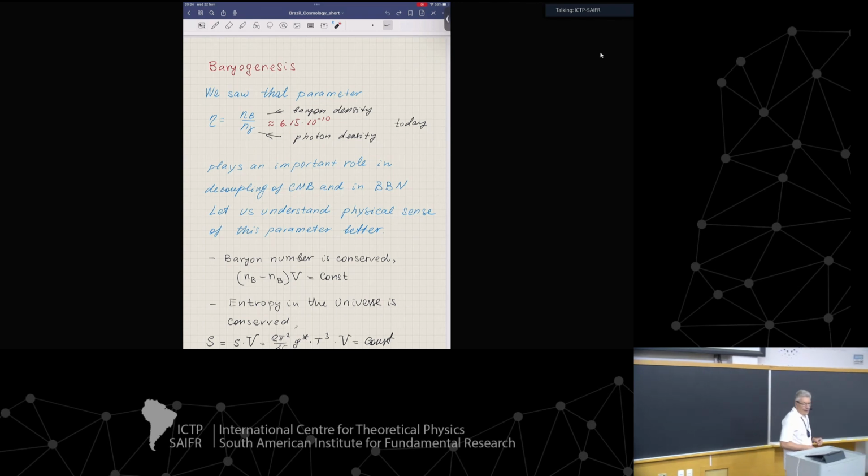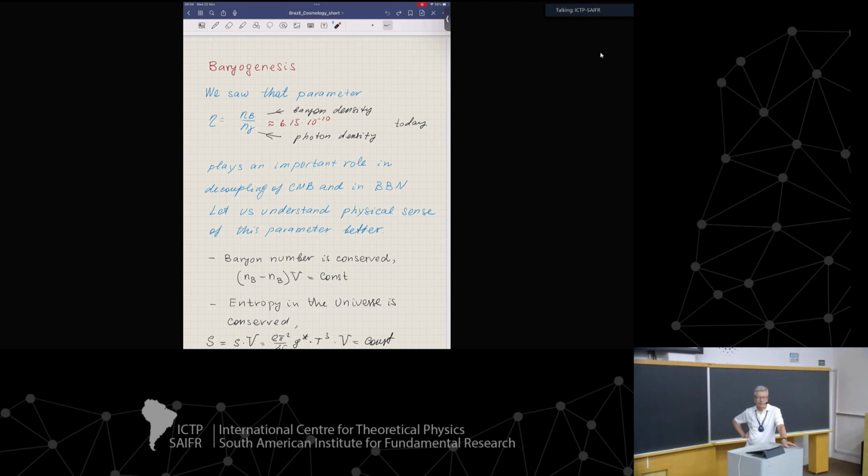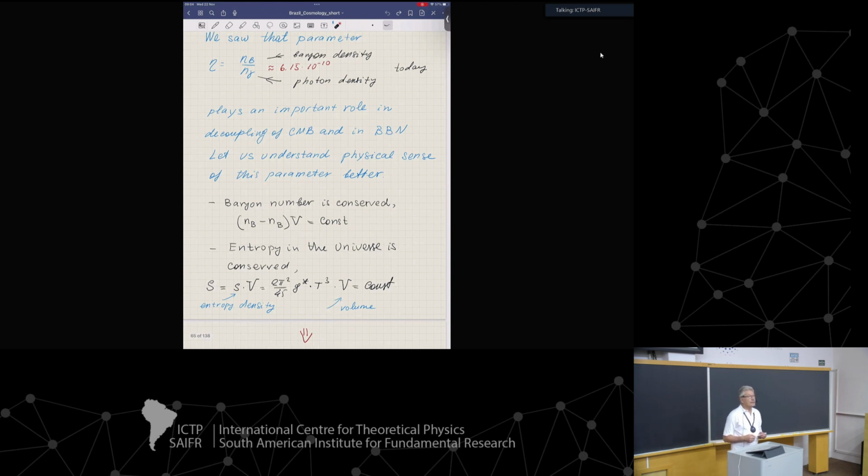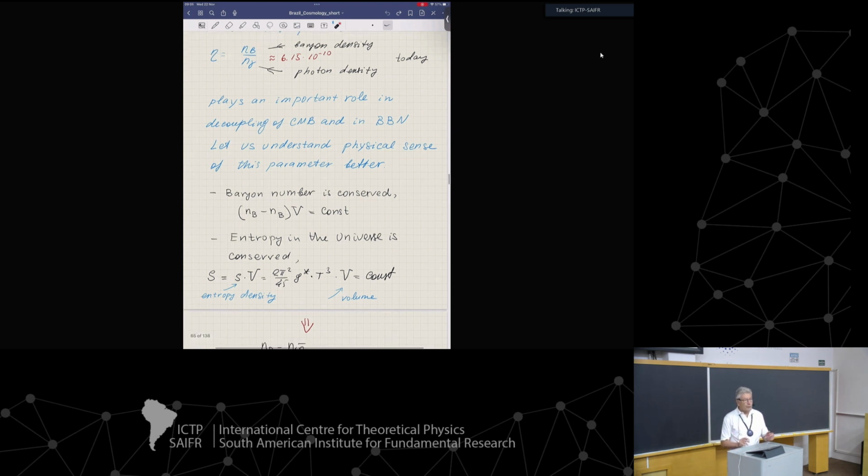Okay, so we did see that there is an important parameter in cosmology which we were taking from observations. We call this parameter eta, and this parameter eta was a ratio of baryon density to photon density. And empirically, from observations, this parameter is around 10 to the minus 10. Okay? So let's try to understand this parameter better, and let's relate it to something else which we can see in the early cosmology. Okay, and we will do that in the following way.